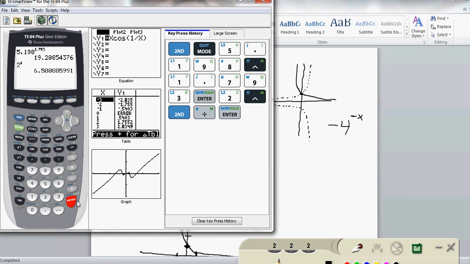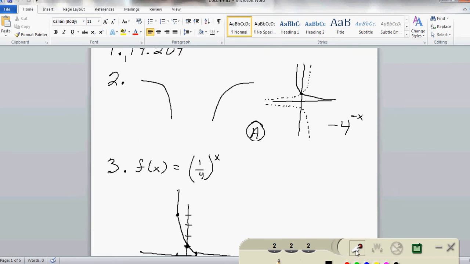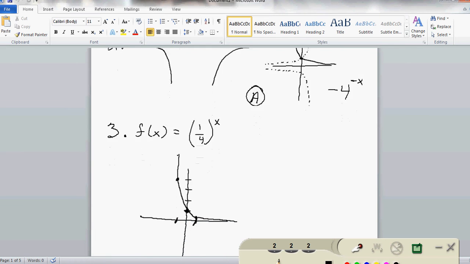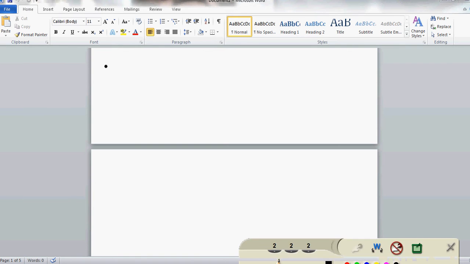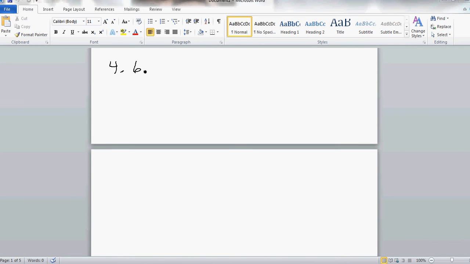6.581 because it tells me directly round to 3 decimal places. So the answer for number 4 would be 6.581.